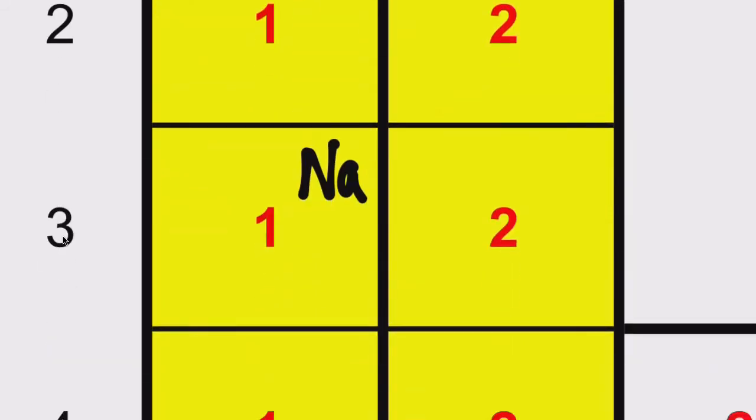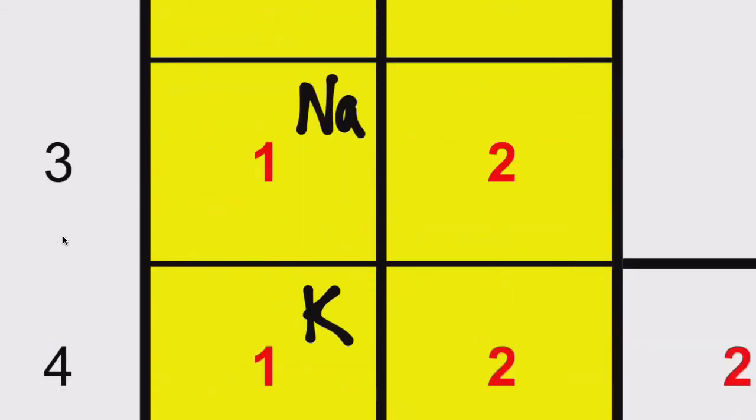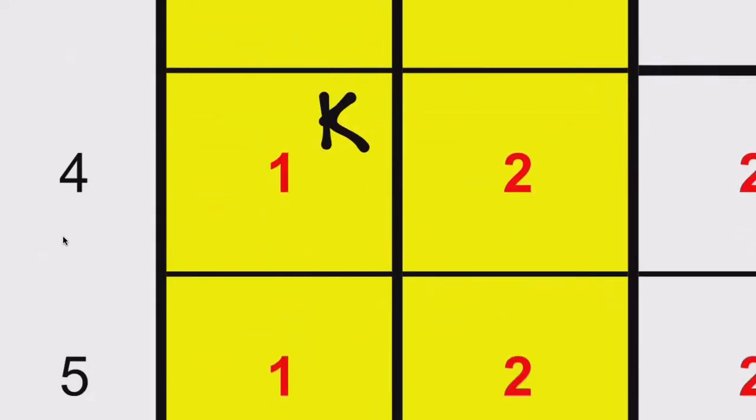And then K. It's lithium, sodium, potassium. Below potassium is rubidium, Rb. RMB. Rubidium. No, that's not what RMB means.